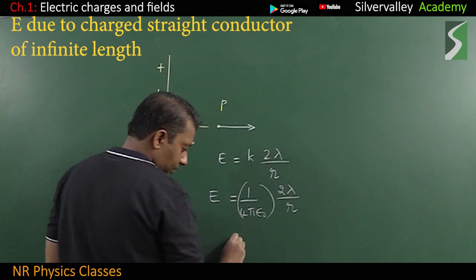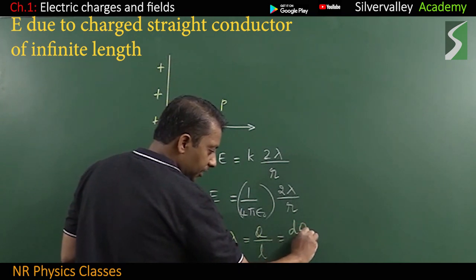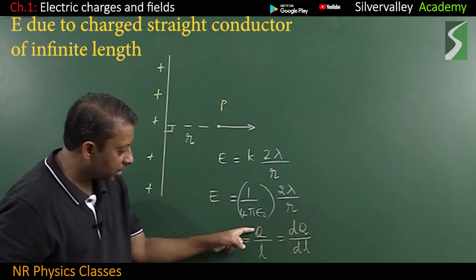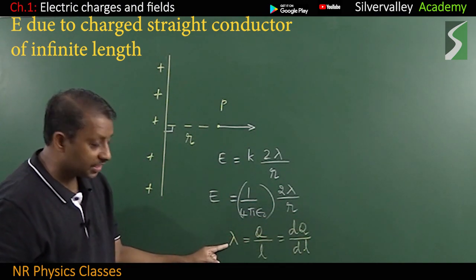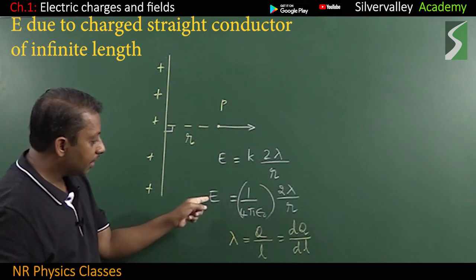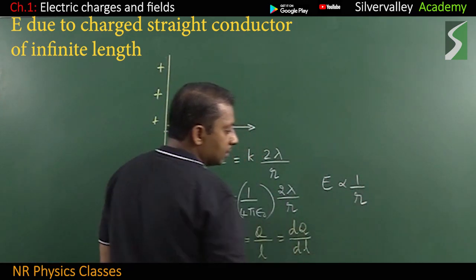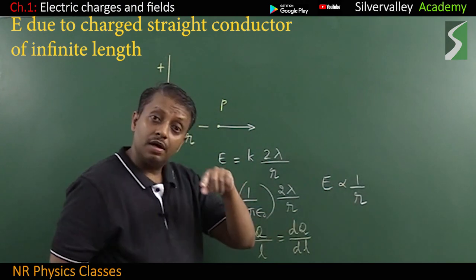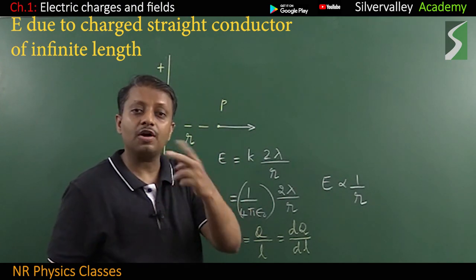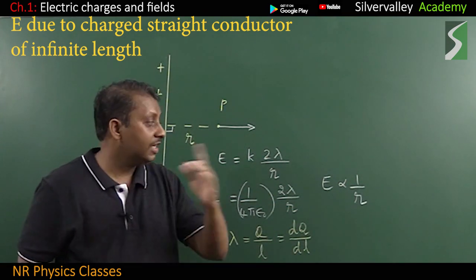What is lambda? Lambda is charge by length, or small charge by small length. If small charge by small length is equal to total charge by total length, then this is uniformly charged. Okay, so this is the electric field, and observe, electric field is proportional to 1 by r. Earlier we have seen inversely proportional to r square. In some other case inversely proportional to r cube, but in this case 1 by r. So you should read the condition carefully, then decide.